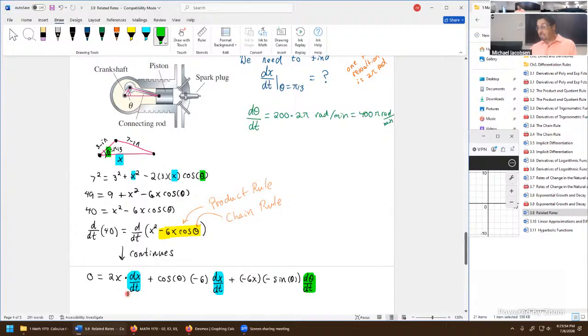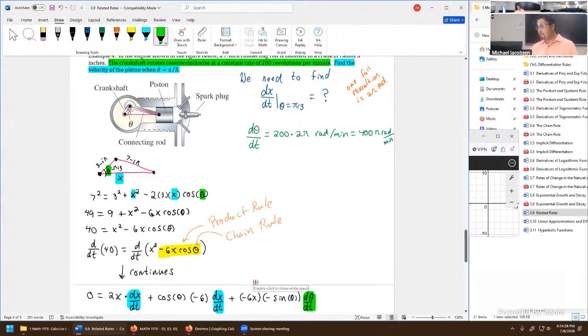We are trying to find dx dt. We know the value for d theta dt. We're going to plug in a value, pi over 3. So we'll know a value for theta, and sine theta and cosine theta are knowns. But the one thing that we don't actually know yet is x. When theta is pi over 3, what is this distance in the first place? We do need to solve for that because it shows up in this equation in two spots, the 2x here and the negative 6x there. So that's our next leg of the work: find the value of x itself on the next step.